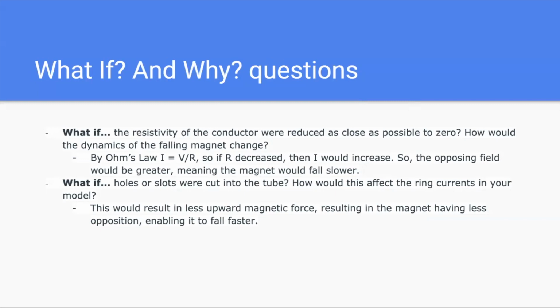If holes and slots were cut into the tube, this would result in a less upward magnetic force, resulting in the magnet having less opposition, enabling it to fall faster.